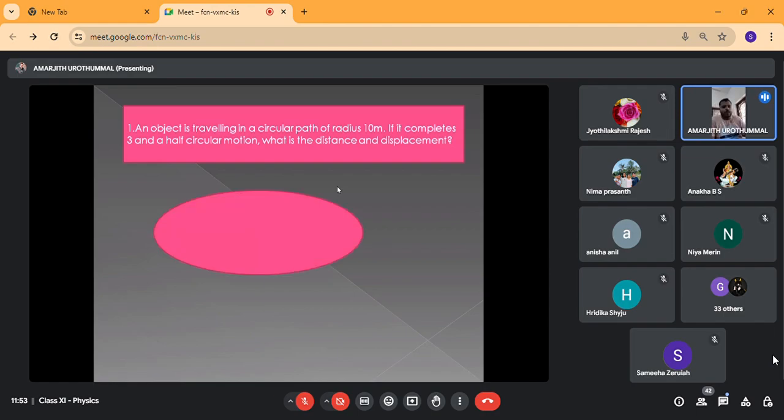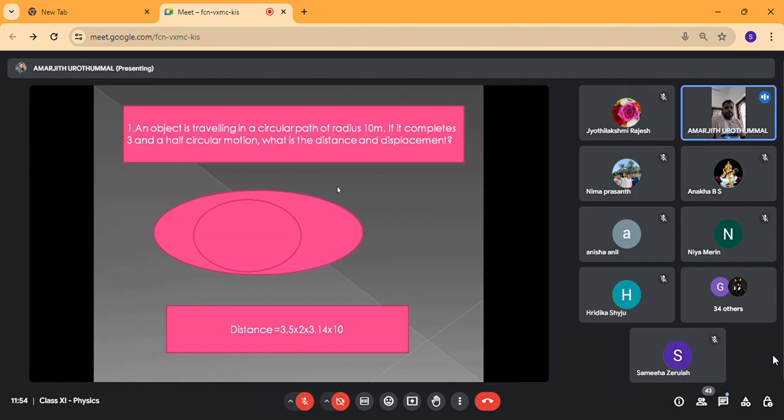Okay. So as we know, finally it starts from a point on the left side and it will reach the right side. So the displacement will be equal to the diameter, and the distance, for one circular motion, is 2 pi r. So 3.5 into 2 pi r.